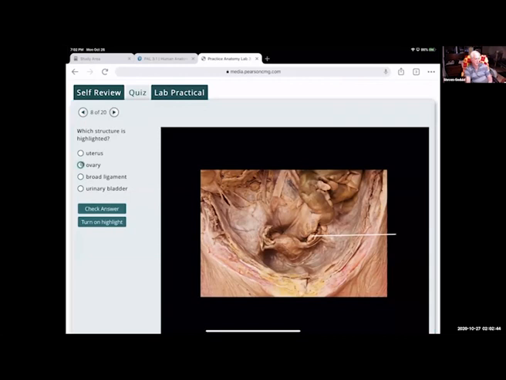That's your ovary. Here's your uterus right here. The broad ligament holds the uterus in place. This is it right here. We haven't got into that yet. And the urinary bladder sits up behind it. But we'll get into all that later on in one of the chapters.